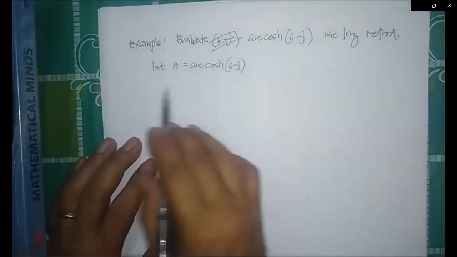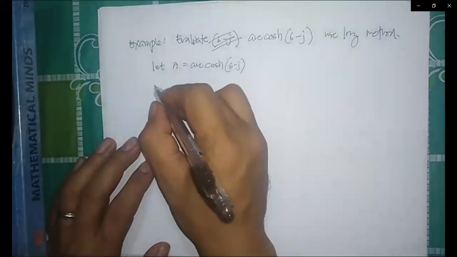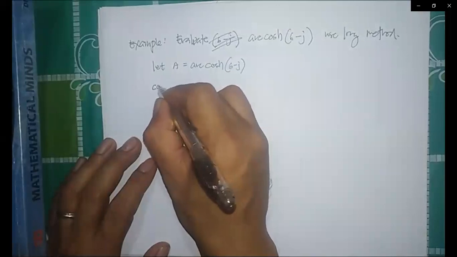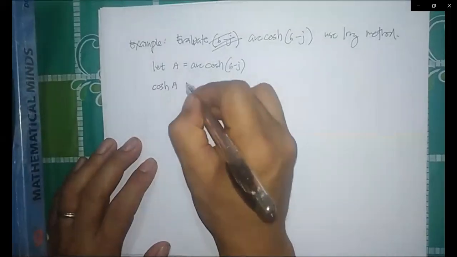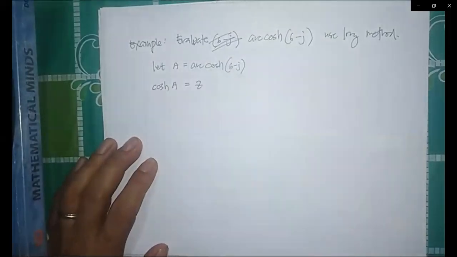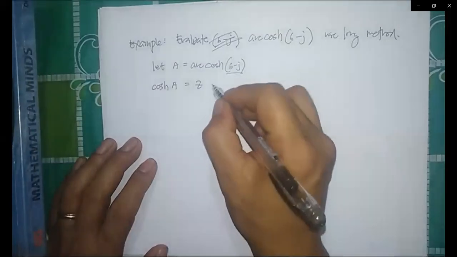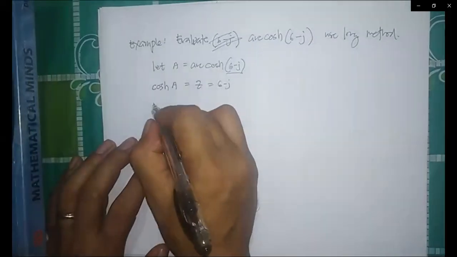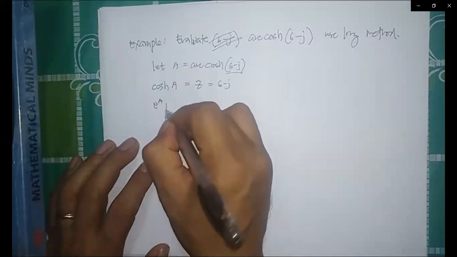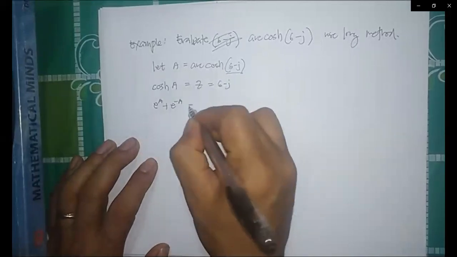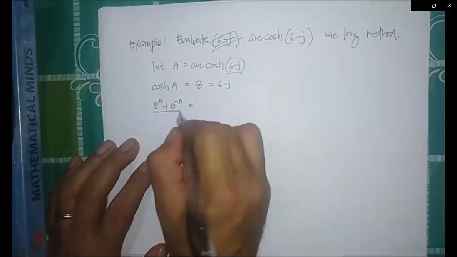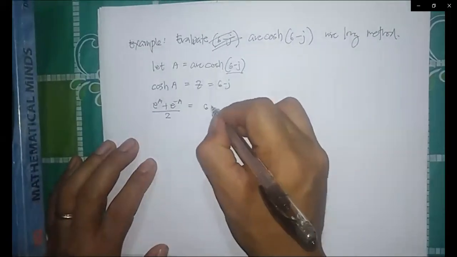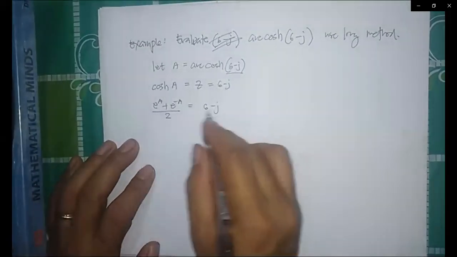Now, in your assignment, try to solve all the problems using the long method. In that way, you will never forget how to solve the problem. If you will just use the formula, there is a big chance that you will forget that formula after your course. Okay, now this will become cosine hyperbolic of a equals 6 minus j.